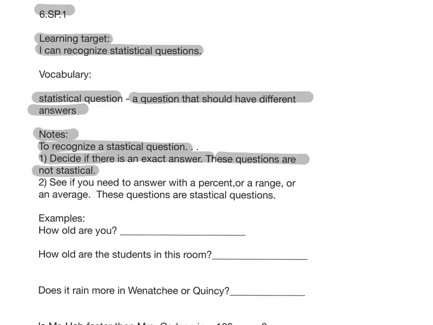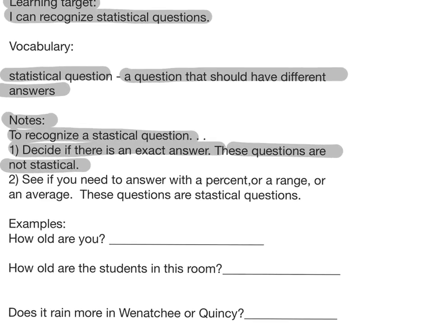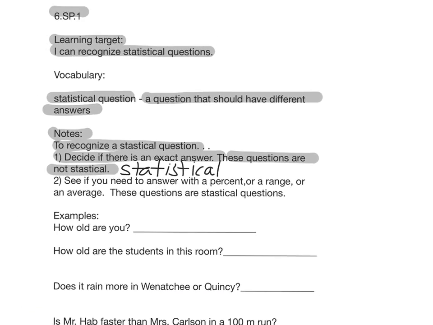These questions are not statistical. That's statistical. That was supposed to be statistical. I was testing you. So let's write statistical. Okay, so if there's an exact answer, how many students are in the room? That is not statistical. You can count them up and you have an exact answer.